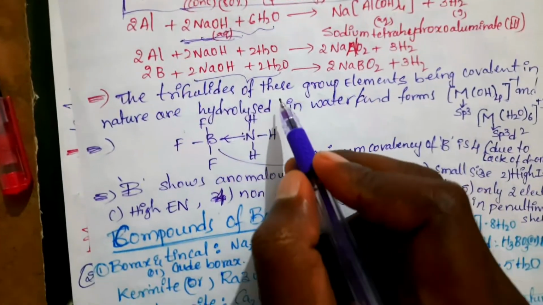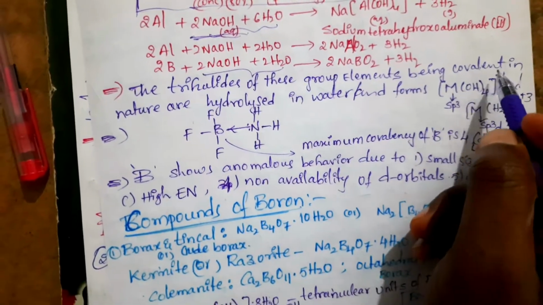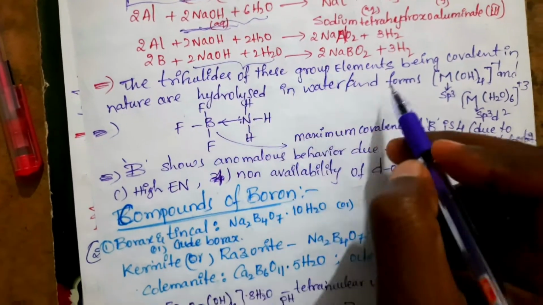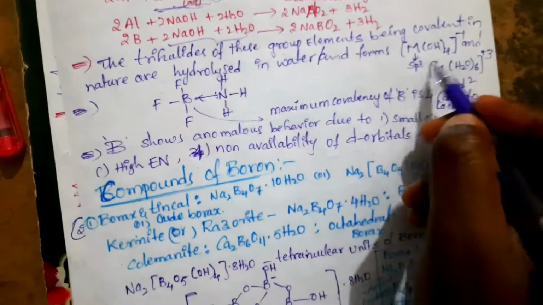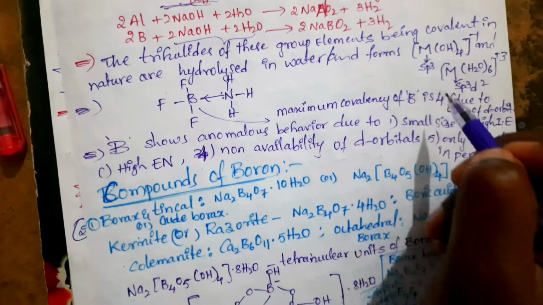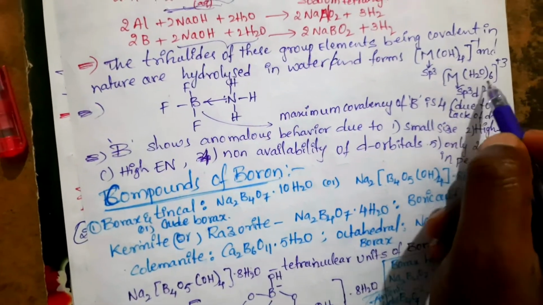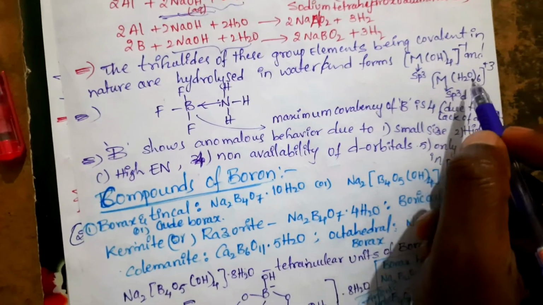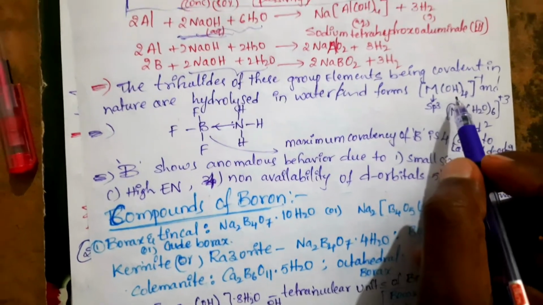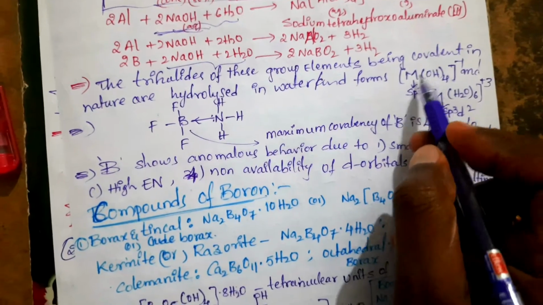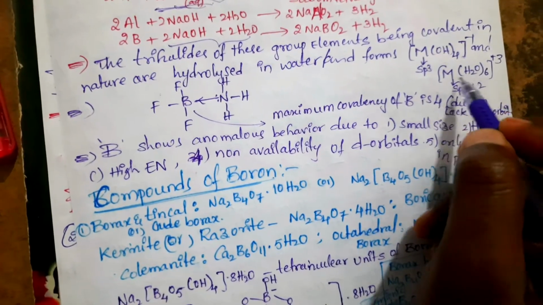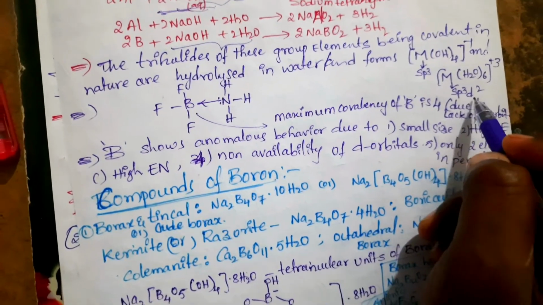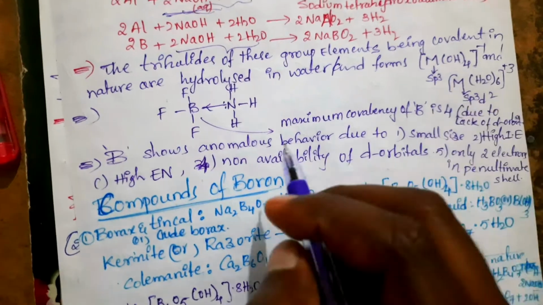You can see the trihalides of these group elements, being covalent in nature, are hydrolyzed in water and form M(OH)4 by the lower member, that is boron. Higher members will form the hexahydroxy complex. The tetrahydroxy complex will be sp3. The hexahydroxy one will be sp3d2 hybridization.